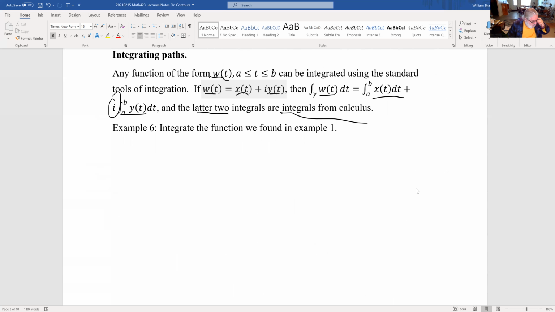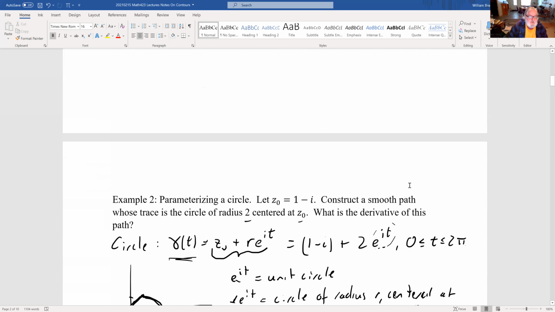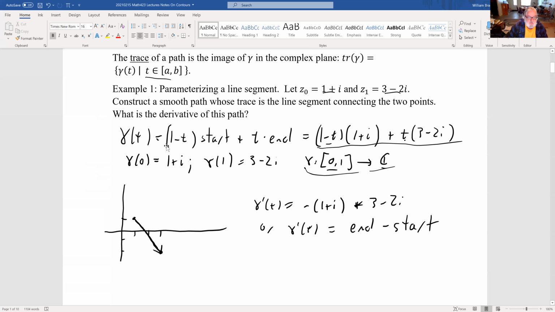So the function that we had back in example 1, I'm going to write it as w of t now, is... where's my example from problem 1? The notes are not super good, unfortunately. Oh, right, this one: 1 minus t times 1 plus i, plus t times 3 minus 2i.